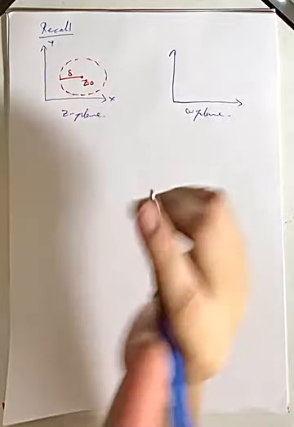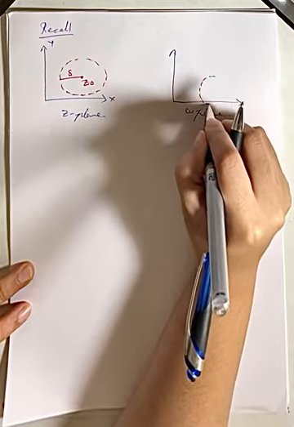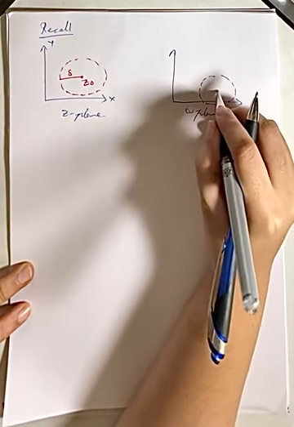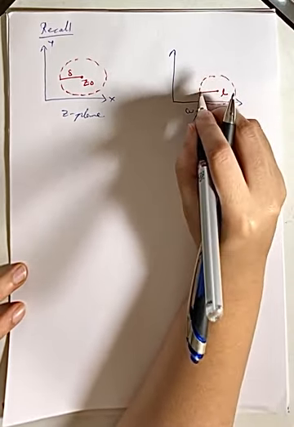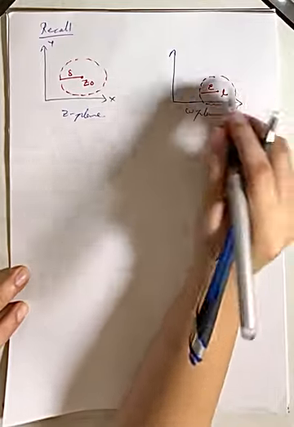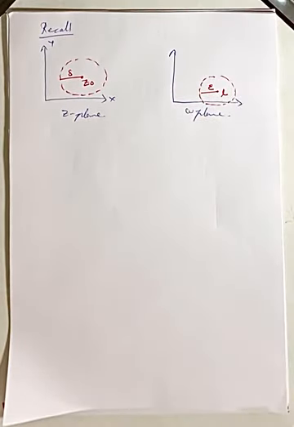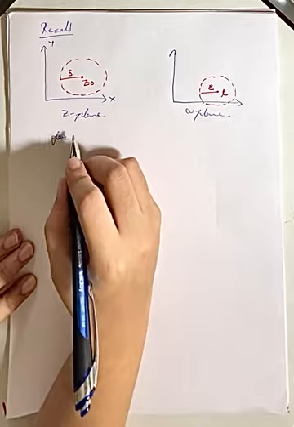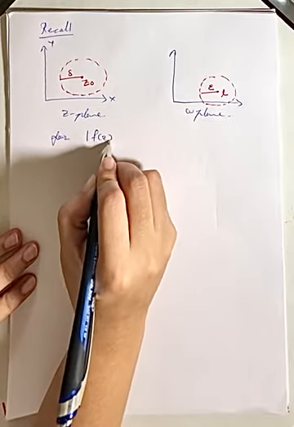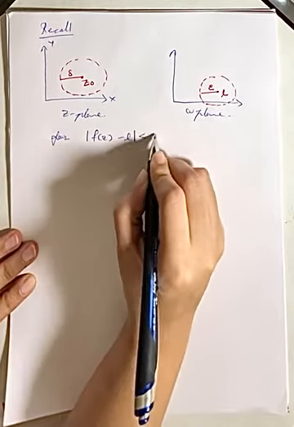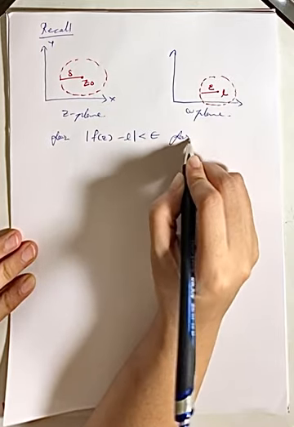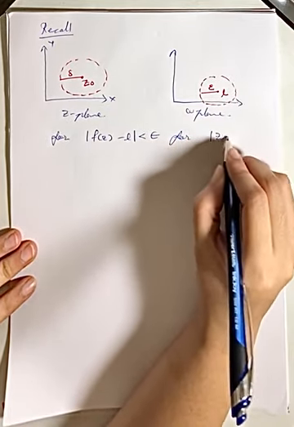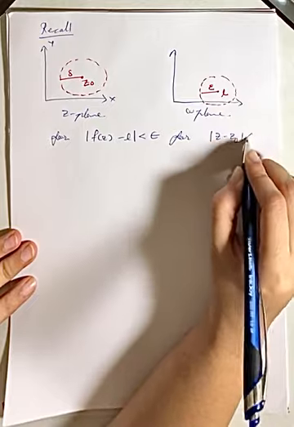So we call this a delta disk, and we will have a corresponding region in the w plane, which is the f of z plane, and it has a center L and radius epsilon. So this is the epsilon disk, right? And we said that the limit exists for every f of z minus L, which is less than epsilon, for z minus z0, which is less than delta.